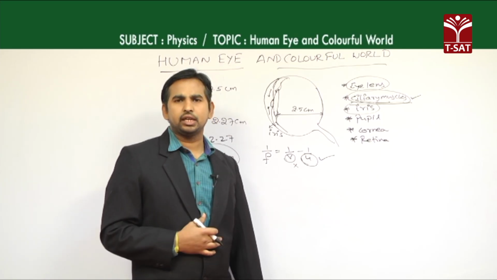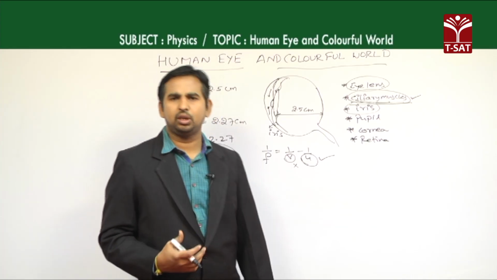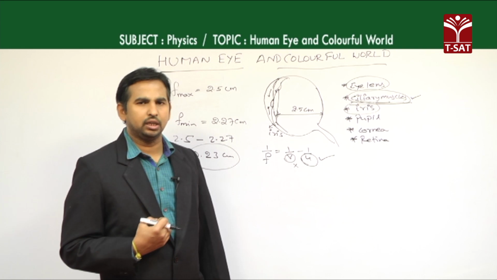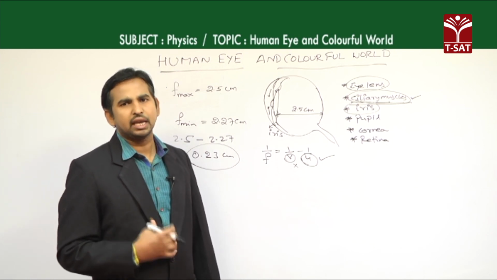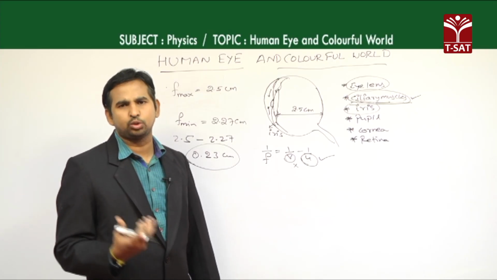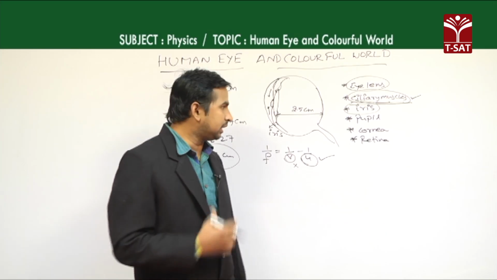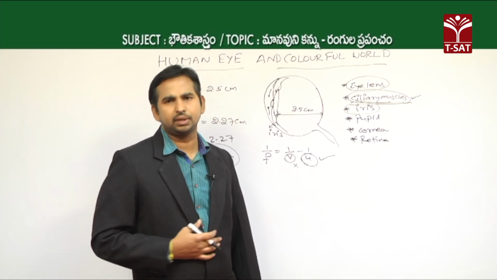And they can ask like this also: if you are exposed to a high intensity beam, what about the size of the pupil? When you are exposed to high intensity of light, the light rays coming inside have to be less. So in this case the pupil size should be less when compared to the previous case.